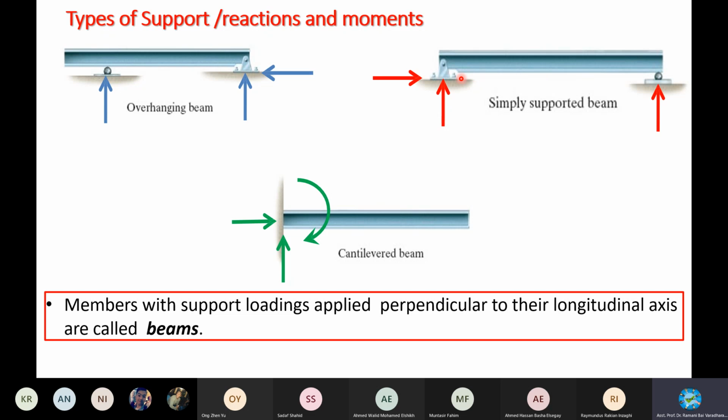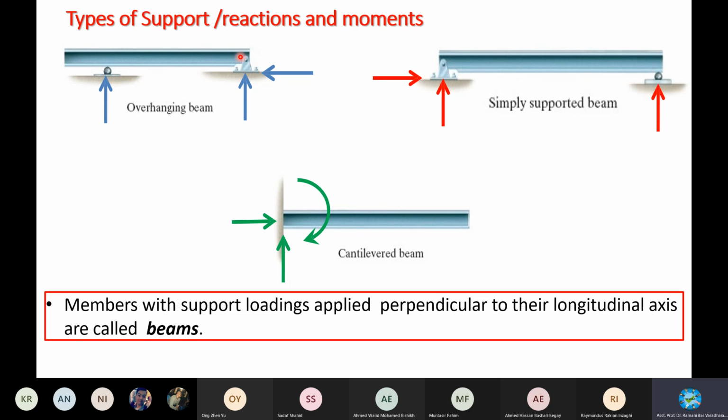The good old example is, if you go to a park or garden, you can see the benches there, right? The benches are a very good example of simply supported. They are just kept on it. People can sit on them, and they are just kept on it. Anytime it can break if it sees the load.